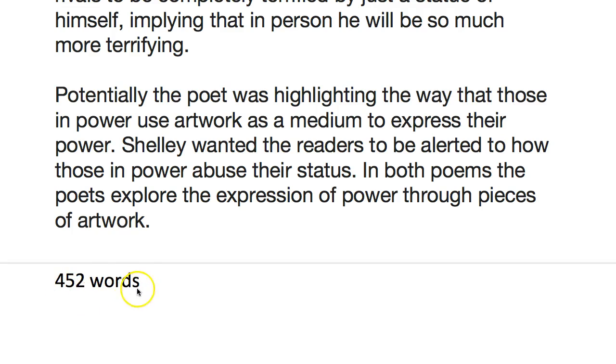It's only a short essay, as you can see, 452 words, which is roughly 10 words per minute. So that's a total that most of you will be able to improve on. But I'm going to show you how an examiner would grade it.